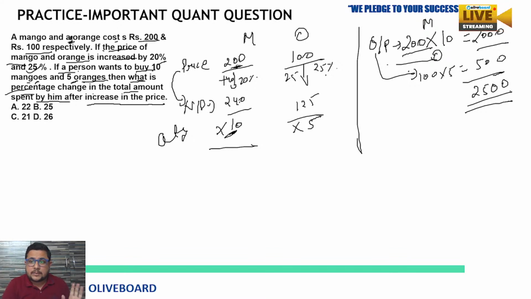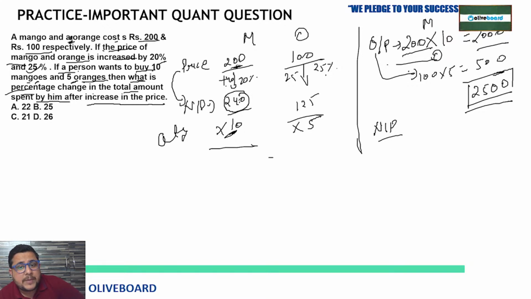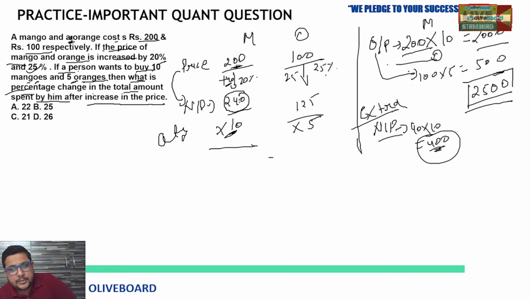So in total, how much could he have spent if he went with the older price? 2500. That is in case of the older price, but the new price is there. So how much extra per mango are they getting? Per mango 40 rupees, and he bought 10 mangoes. So 40 into 10, 400 extra. This is the extra price as per the new price.